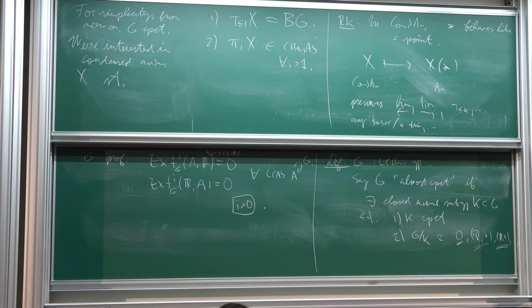So anima just means infinity category of homotopy types. An object in the infinity category of homotopy types. And a condensed anima is a functor from extremely disconnected sets to anima. All right, so we'll be interested in condensed anima satisfying these conditions. We could call them condensed anima of compact type.